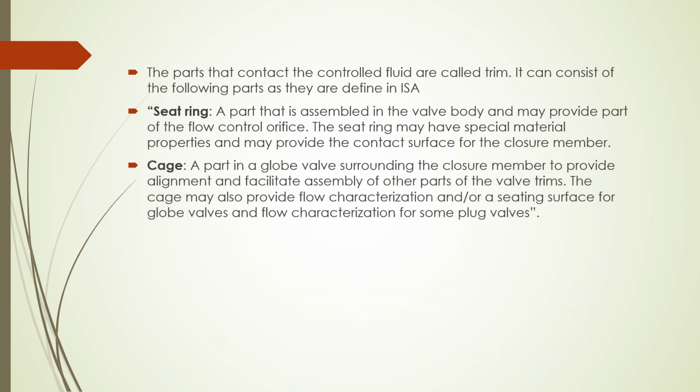The cage is a part of a globe valve surrounding the closure member to provide alignment and facilitate assembly of other parts of the valve trim. The cage may also provide flow characterization and or a seating surface for a globe valve and the flow characterization for some plug valves.